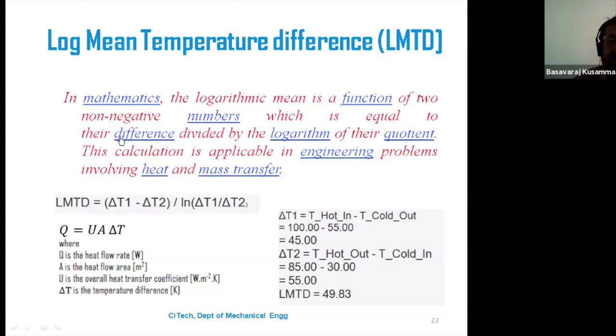So LMTD is a function of two non-negative numbers, which is equal to their difference, delta T1 minus delta T2, divided by the logarithm of their quotient. Delta T1 divided by delta T2 is the quotient. Understand? So what quotient?